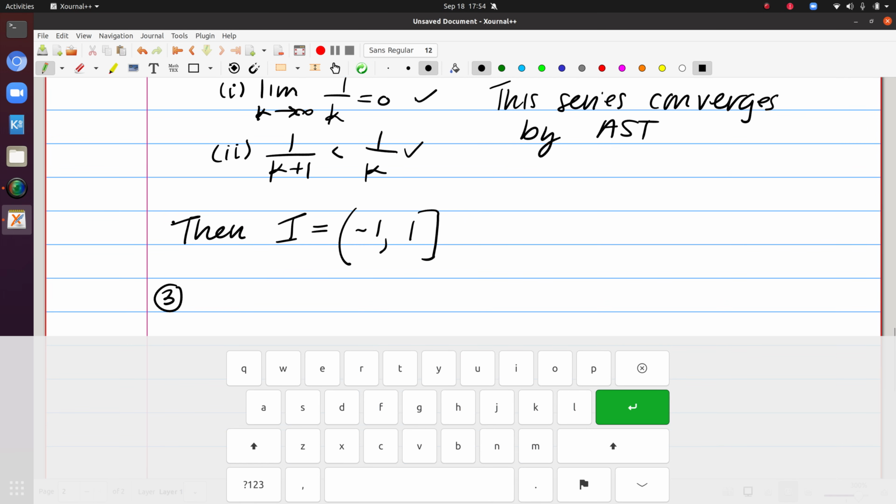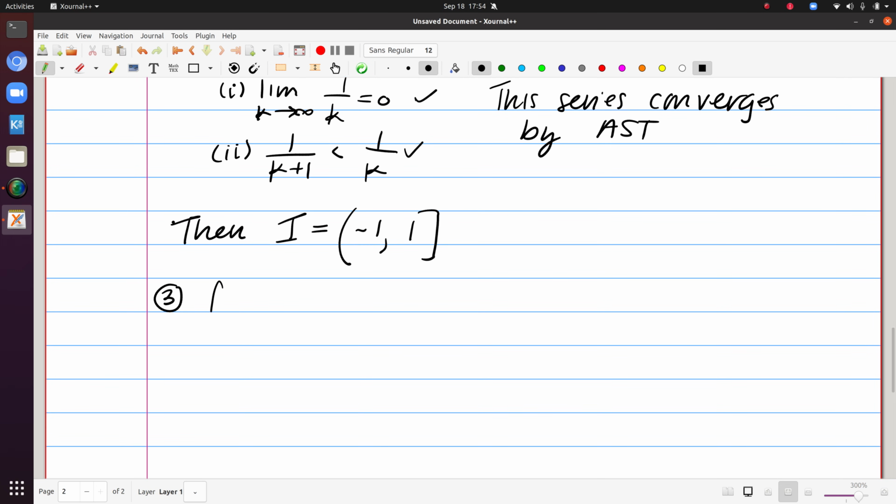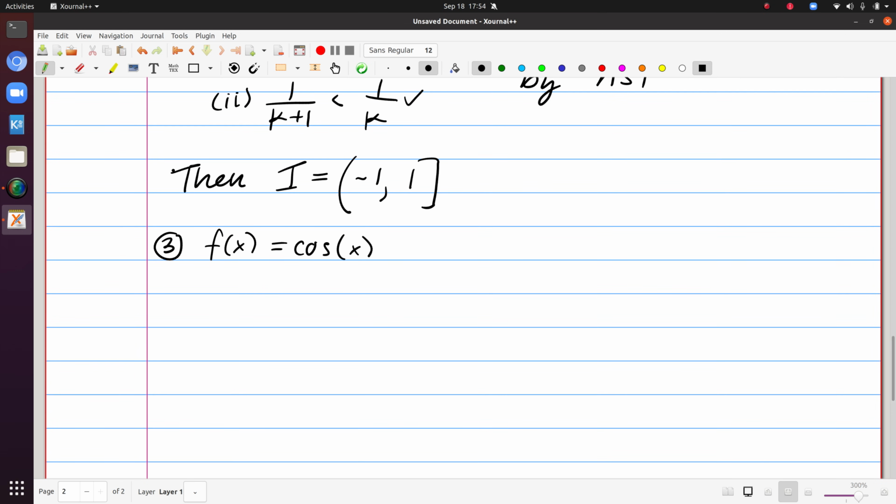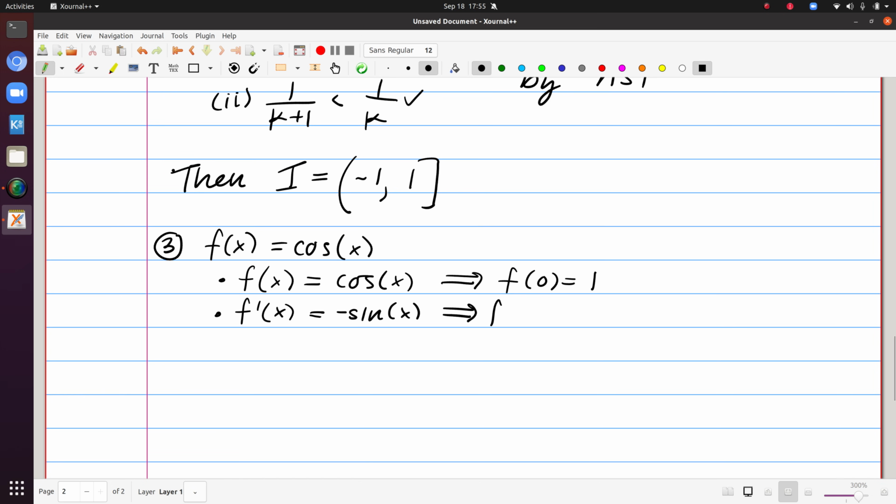Now let's look at the function cosine of x. Again, our goal is to find the Taylor series for this function centered at 0. So we start off with f of x, which is cosine of x. Evaluating that at 0, we get 1. f prime of x is minus sine of x. Evaluating that at 0, I get 0.